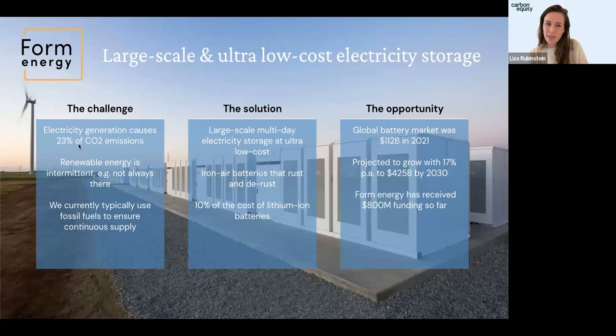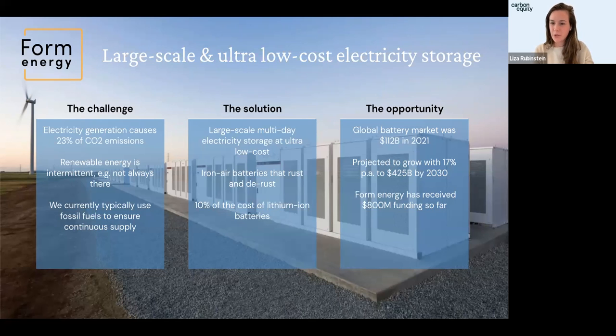I'm going to dive into two examples a little bit more, just because I think it really makes it all come to life. So the first is Form Energy that we just talked about, the 450 million round. In total, by now, they raised 800 million. The challenge that they're trying to solve is that electricity generation causes a lot of emissions. We just talked about 23% global emissions. I think I just said 25. Apologies for that. It's 23.